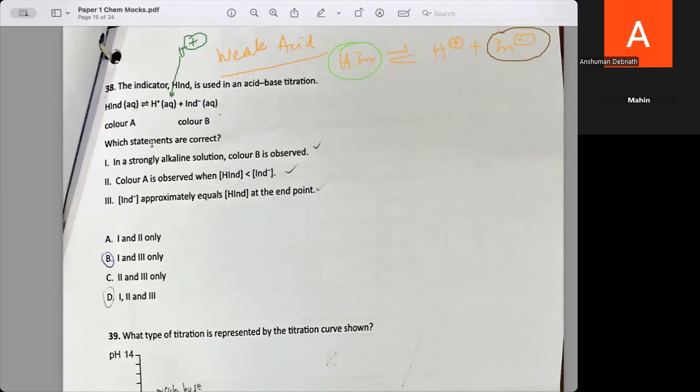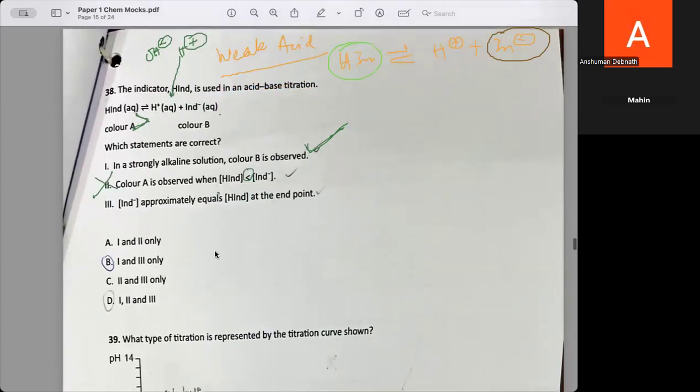Now, if you add OH minus, what happens? Tell me. Then color B will be seen. This is right. Now color A is observed when this is greater. This will be greater, right? Not less. I took this as less than. Oh, this silly mistake, right? You have done lots of silly mistakes, right? It's greater, right? Understood. So this should be wrong. HIn more than In minus. Yes, yes. In approximately equals at endpoint.